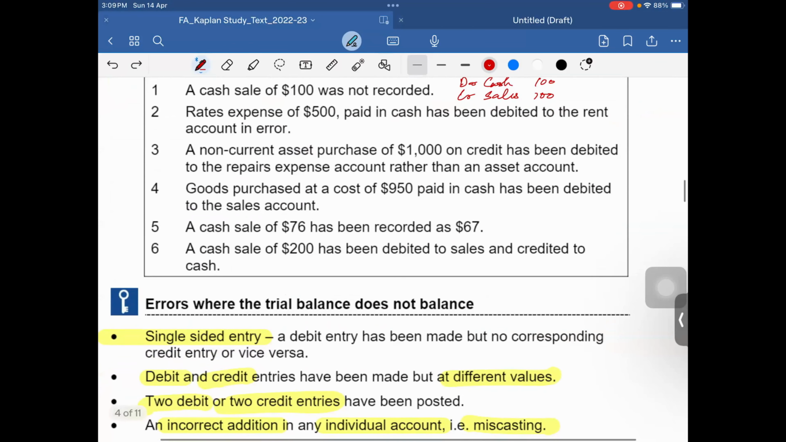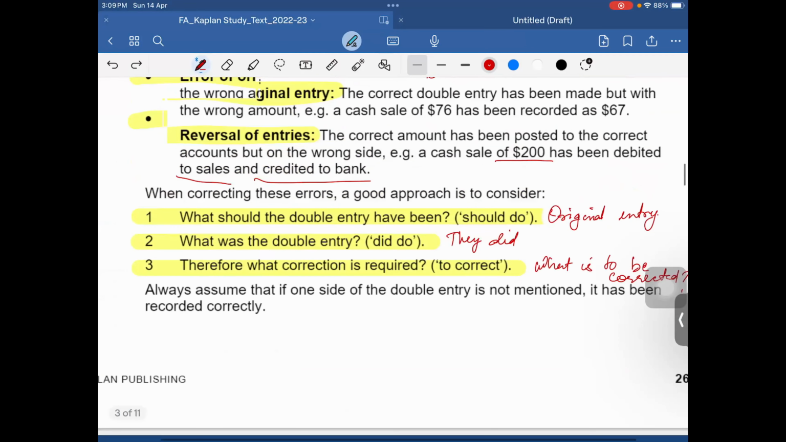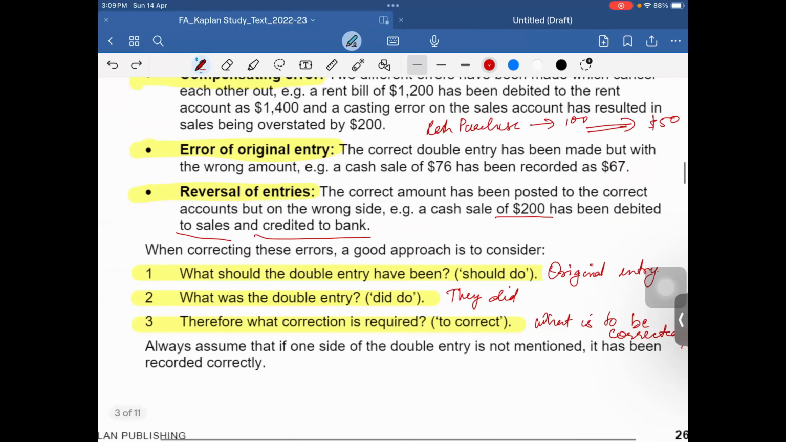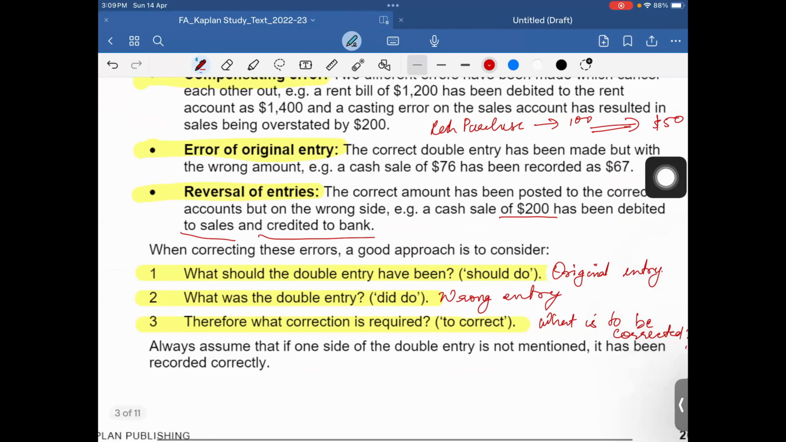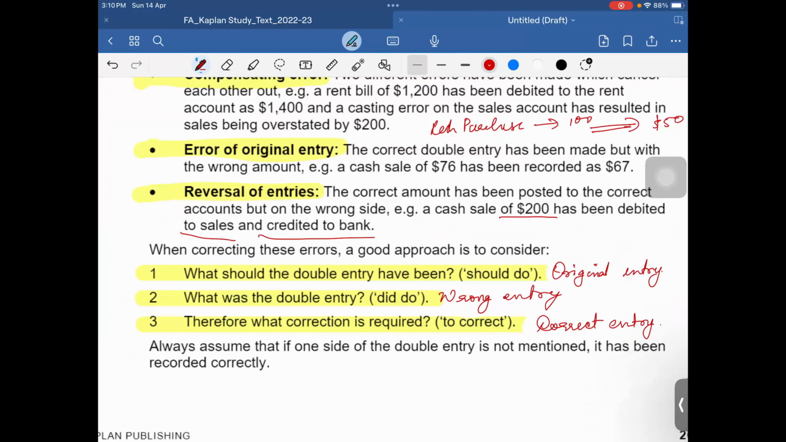I'll just change it as wrong entry. And this one I'll change it as correct entry. Clear? Corrected entry.